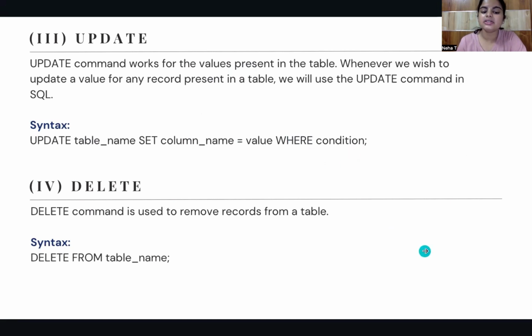Now the delete command is used to remove the records of a table. So, deleting from a table. Previously we saw drop. Drop is like deleting the table or the database itself. Here we remove the records of a table. So this is about delete.